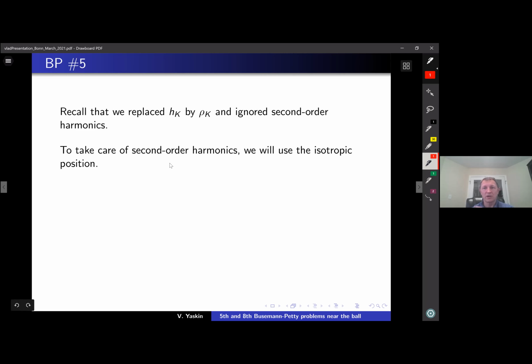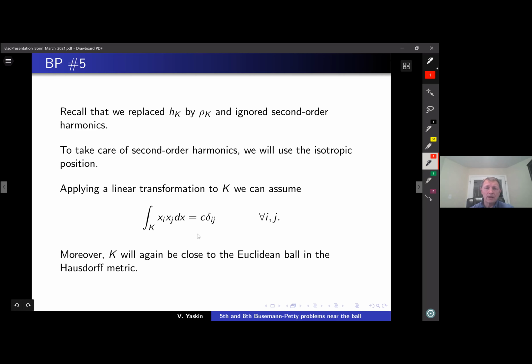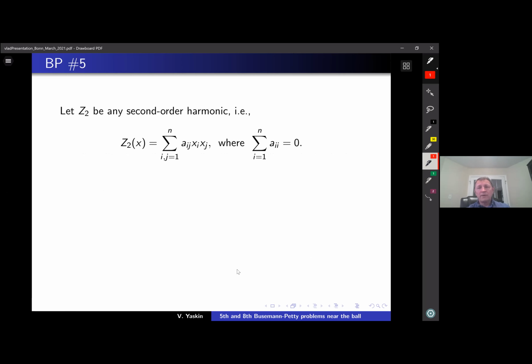So how to deal with second order harmonics? To take care of them, we'll use the isotropic position. After applying a linear transformation, we can assume that K satisfies this condition. So delta ij is equal to 1 if i is equal to j, and if i is different from j, this is 0, for some constant. And if you apply this linear transformation, K will still be close to the Euclidean ball in the Hausdorff metric. So now let's take any second order harmonic. Okay, it's a quadratic polynomial with this condition, since it's harmonic, right? The sum of the a_ii is 0.